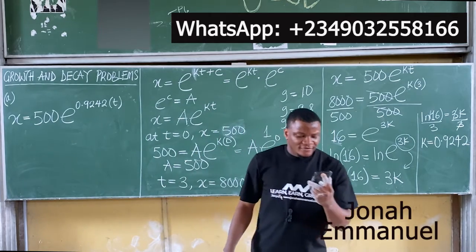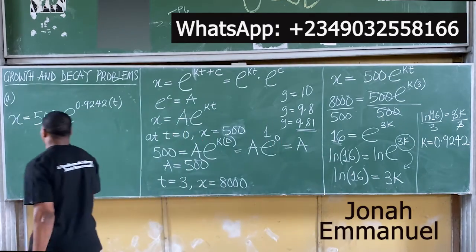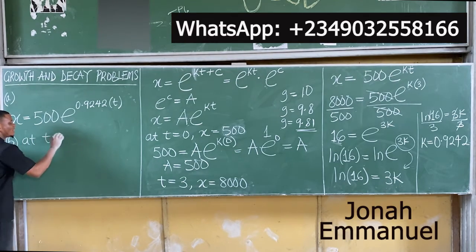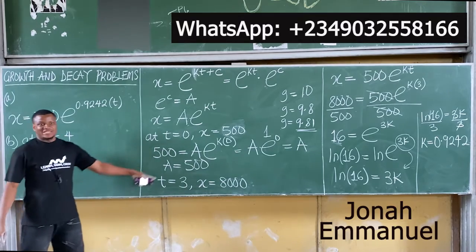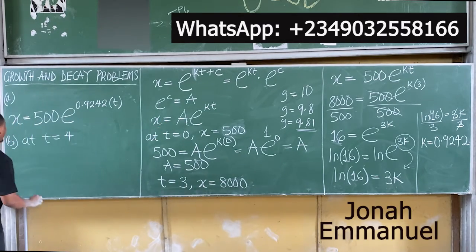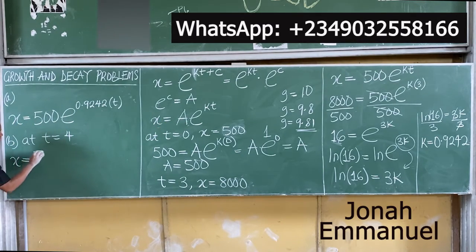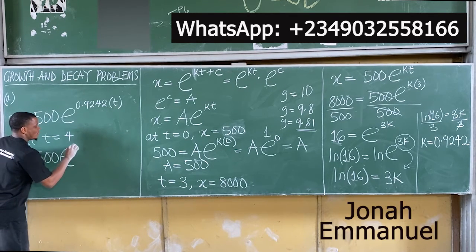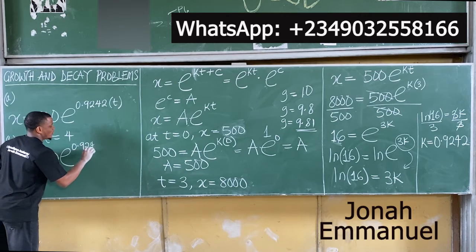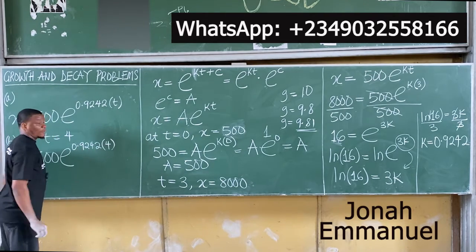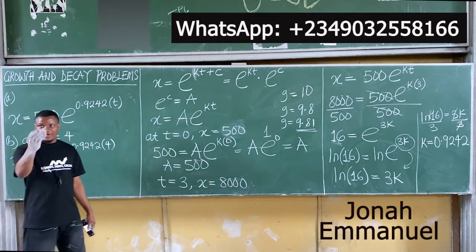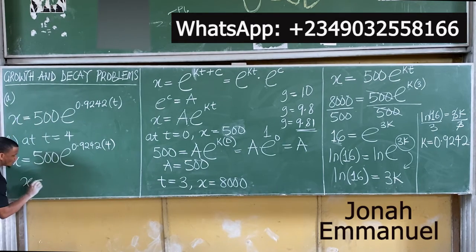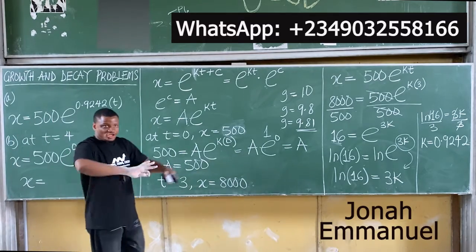What's the B part there? Find the number of bacteria after 4 hours. That shouldn't be a problem. B, at t equal to 4. Of course, we're still working with hours. Find x. That means x will simply be equal to 500 exponential 0.9242 times what there? 4. Let me believe you can give me your answer here. So give me final answer. x equal to what? Just punch it. What's your final answer?